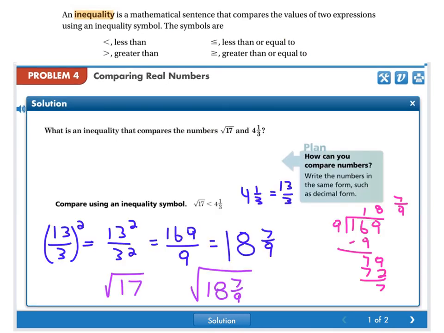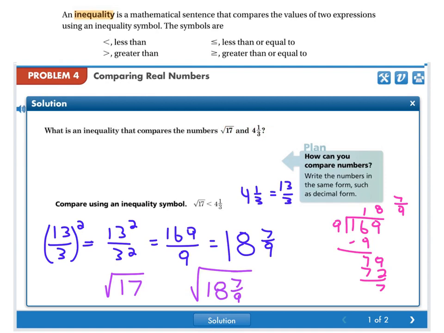Okay, I'm going to show you what I did here. We want to turn them into the same form. If you're not using a calculator, it's going to be difficult for you to square root this. You know that this is a little more than 4 because square root of 16 is 4, but is that going to beat this or not?